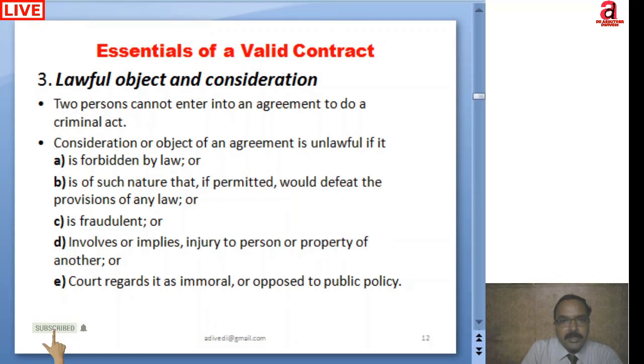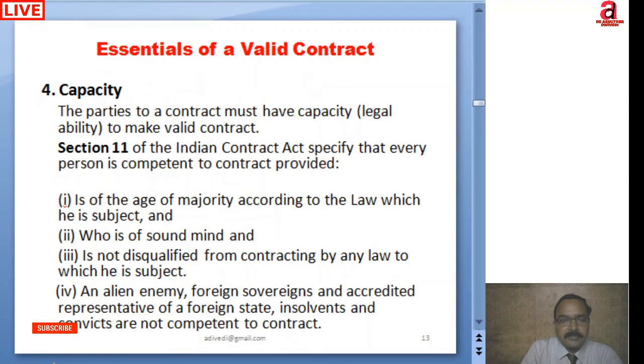It is an important point: the object of the contract must be lawful, and the consideration. Consideration means something in return. That also must not be unlawful. Fourth point is capacity to contract. The parties to a contract must have capacity. Capacity means legal ability to make a valid contract.